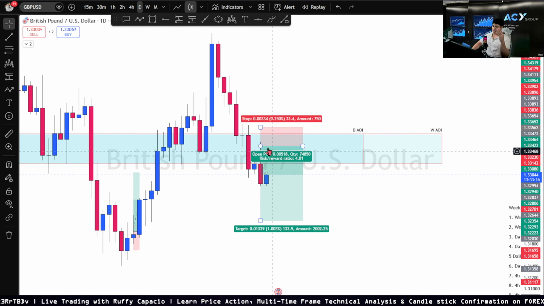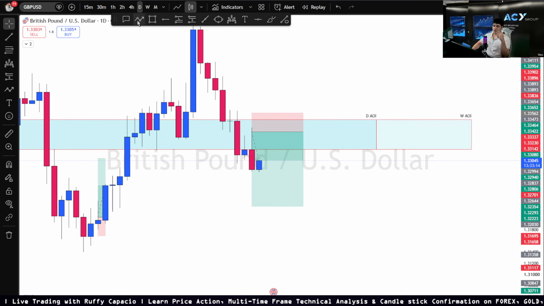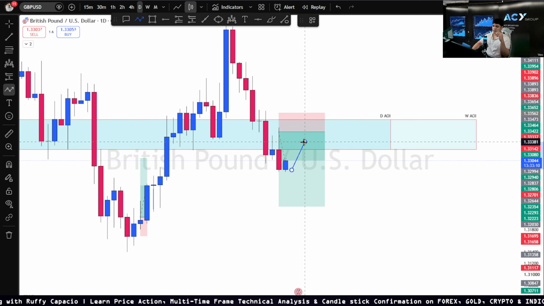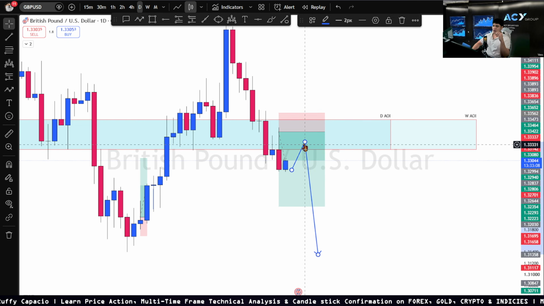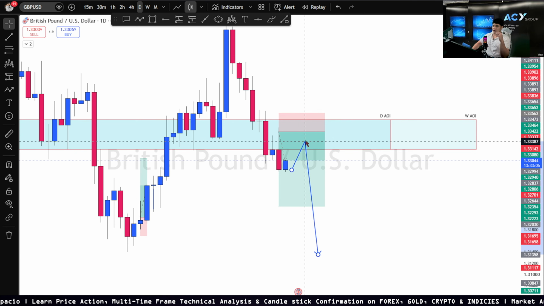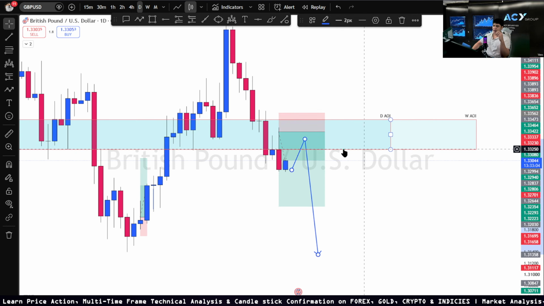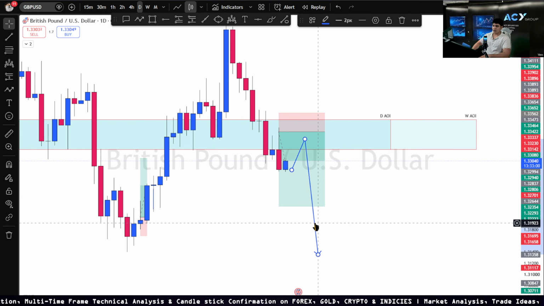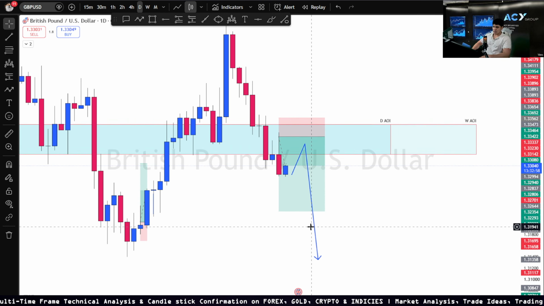Now, let's see how this market plays out on GBP USD. But if GBP USD retraces back to our resistance, then look for any entry signal once the market approaches or retraces back to this daily and weekly resistance. Then look for another entry signal for a sell.